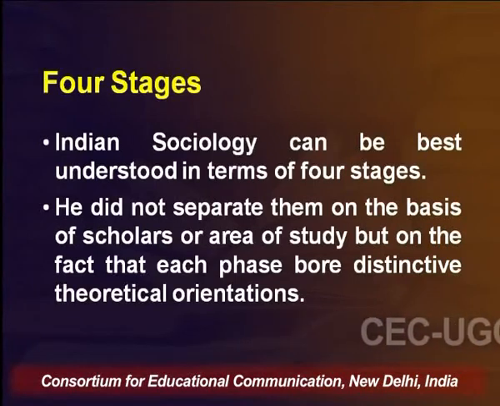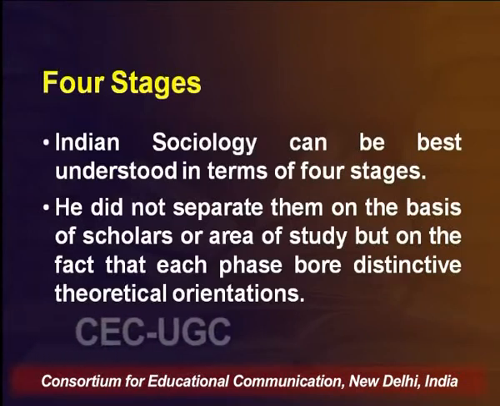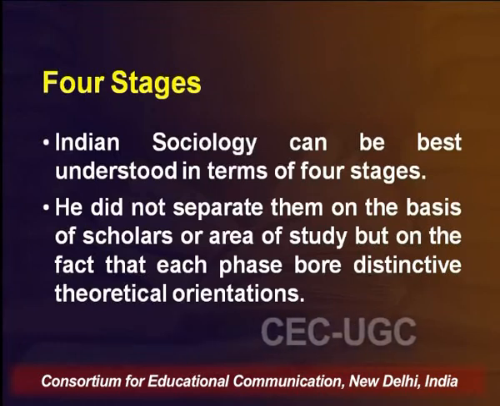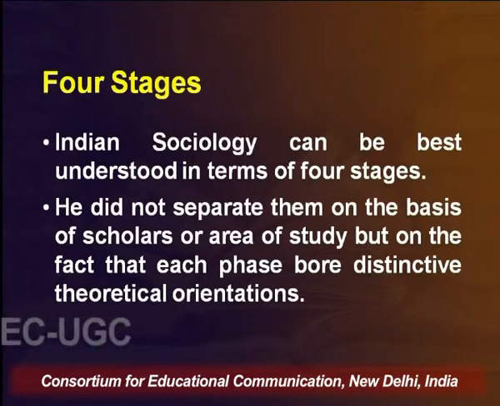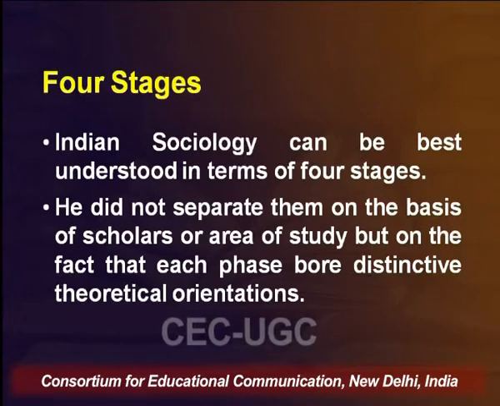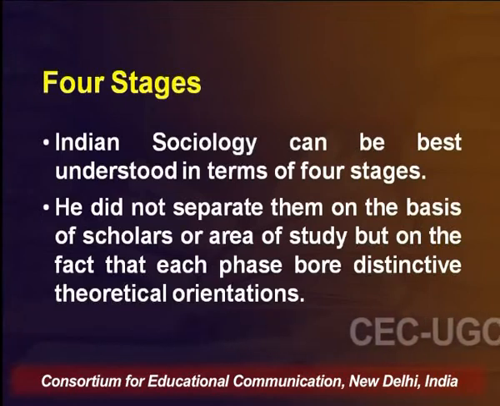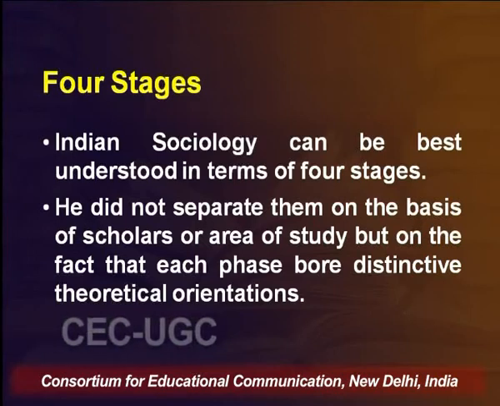This is based on the review of the work that existed prior to Professor Y. Singh. So he does not separate them in terms of any particular scholar or any kind of area of study, but on the fact that each of these stages that he is identifying has a distinctive characteristic or a theoretical orientation. In very simple words, he was doing a review of the sociology of India in terms of theory and method, delineating 4 different stages in terms of how the theory and methods were adopted by the sociologists.